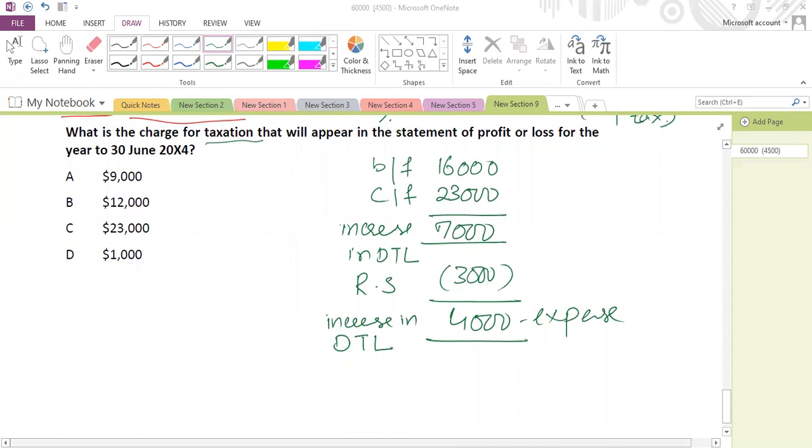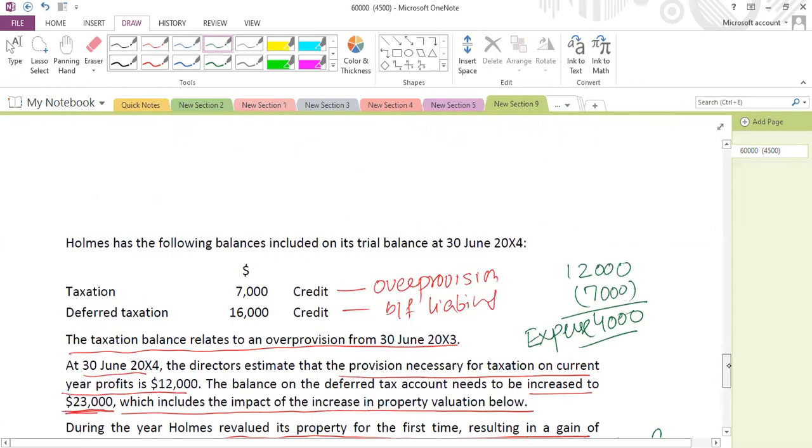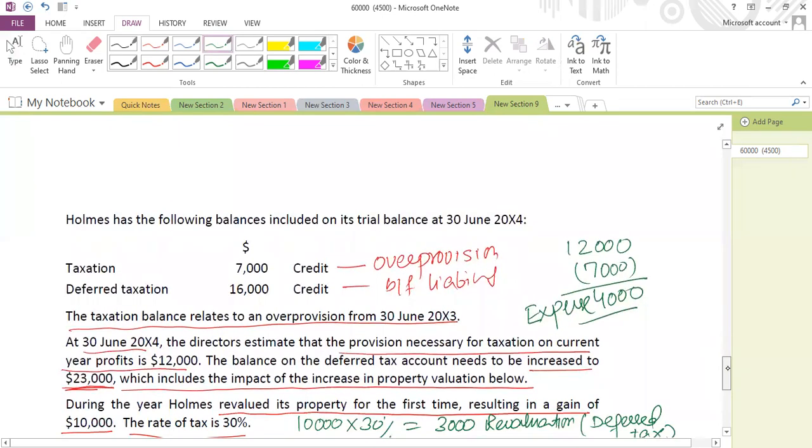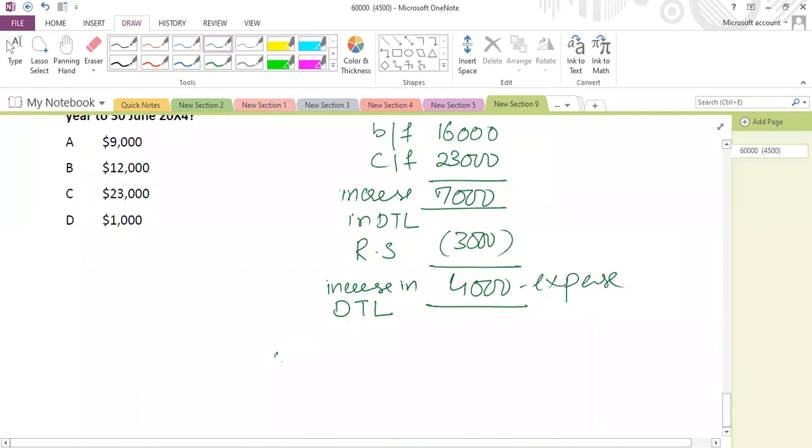So it's 5,000, not 4,000. So we have 5,000 in income tax and 4,000 in deferred tax. Total expense for the year, tax expense against current as well as deferred tax is 9,000.